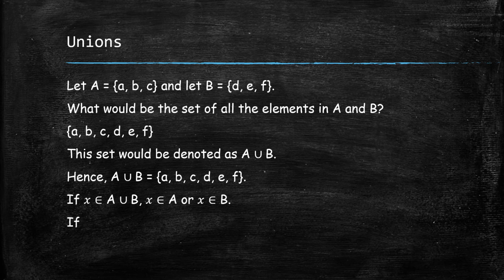Likewise, we can say if X is not a member of A union B, X is not an element of A and X is not an element of B. Oh yeah, that's meant to be a union sign.